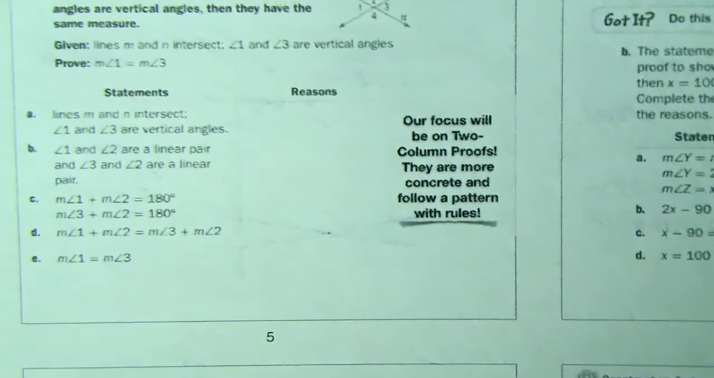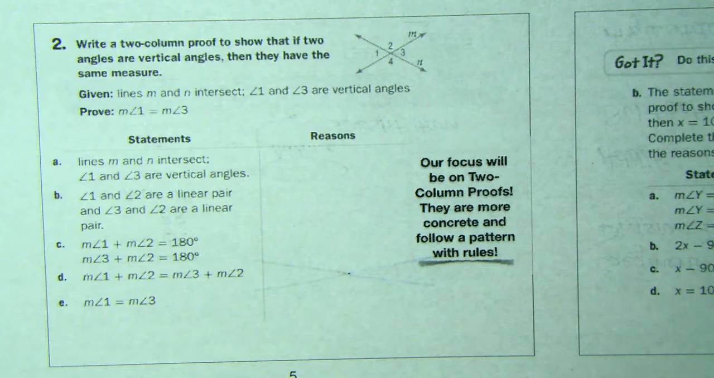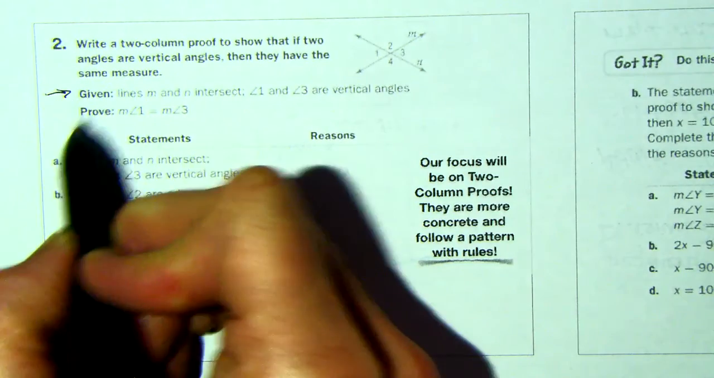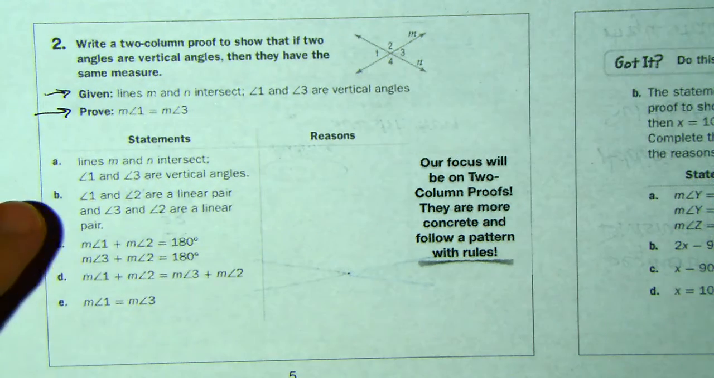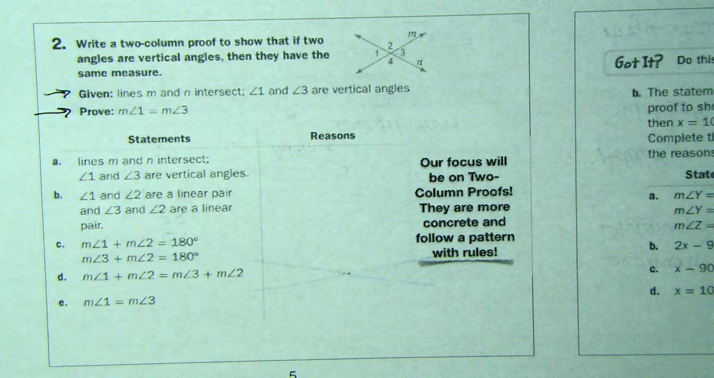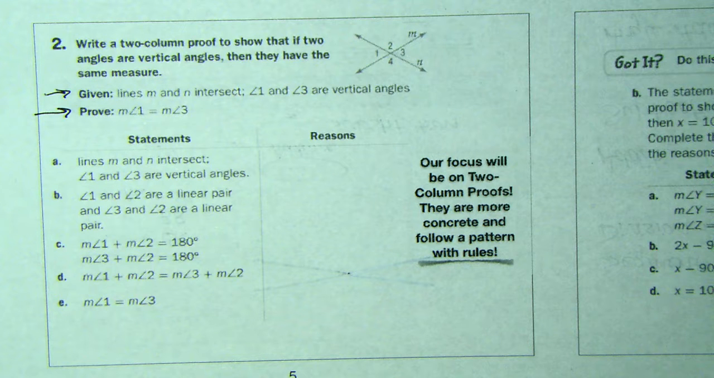So here is an example of a 2-column proof. Notice right on top, what do they start with? Given and prove. And they have all the statements filled out. That won't always be the case, but in this one it is. So they tell you that M and N intersect. Duh, 2 lines, they cross. And 1 and 3 are vertical angles. They tell us that. We are going to prove that the measure of angle 1 equals the measure of angle 3.